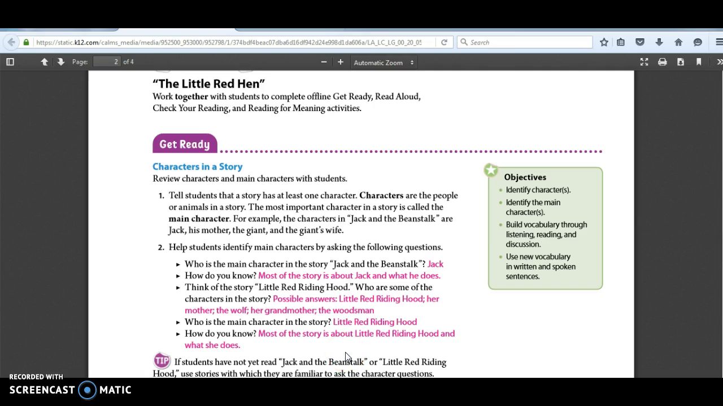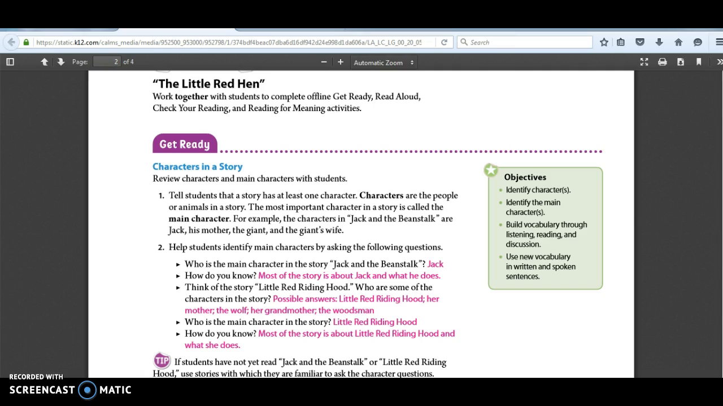If you said Little Red Riding Hood, you are correct. And how do we know this? How do we know that Little Red Riding Hood is the main character? If you told your learning coach that most of the story is about Little Red Riding Hood and what she does, you are correct. Learning coaches, if Jack and the Beanstalk and Little Red Riding Hood are not stories that are familiar with your students, you may choose some other stories to discuss characters and main characters.